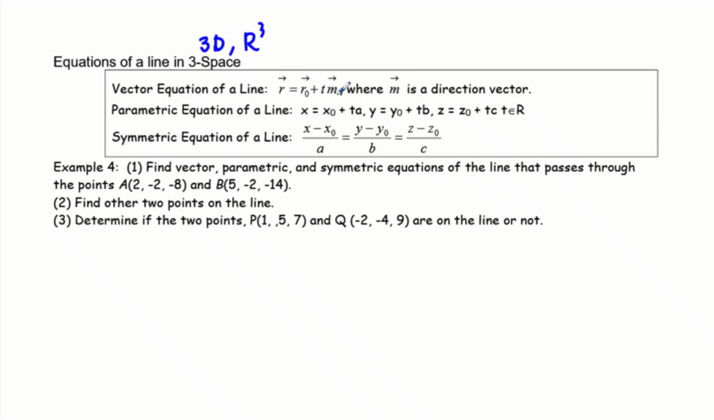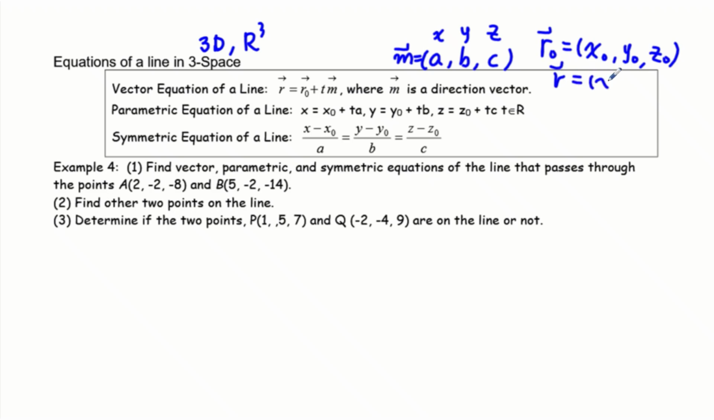So r equals r0 plus t times m is the same as before. The m is a direction vector, but this time we write it as 3 numbers: x direction, y direction, z direction. And r0 will give us x0, y0, and also z0. Based on the component vector, r is our x, y, z.